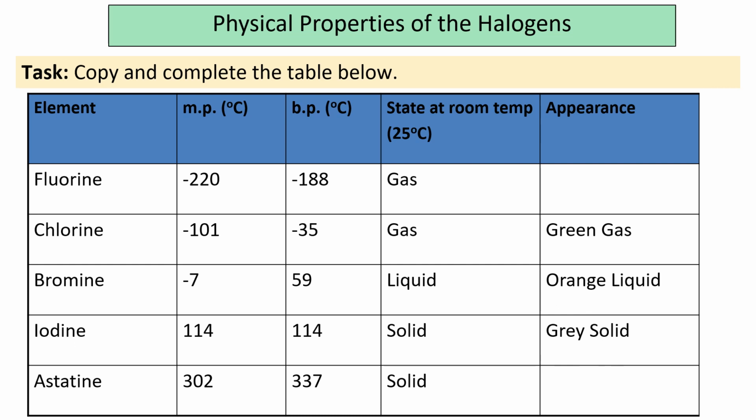So what do you think we could describe fluorine and astatine as like? Well, fluorine is a paler colour than green, so it is a yellow gas, and astatine is darker than iodine. We would describe it as a black solid.